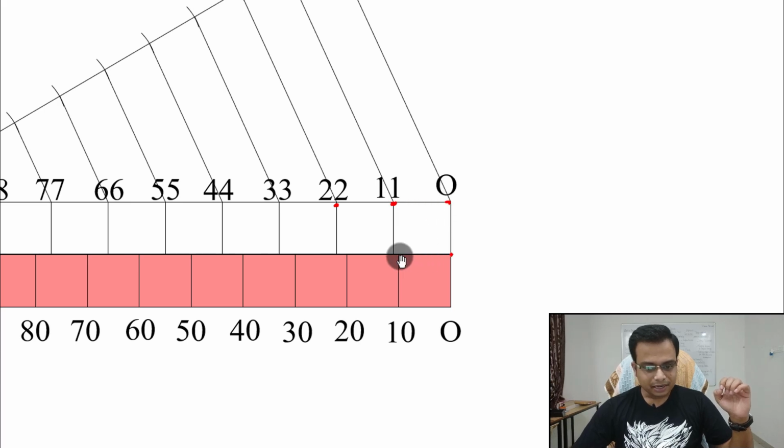So 11 minus 10 is going to give you this small division over here. This small lag between the two divisions is going to give you a length of 1 millimeter. Okay, let's repeat this again. This is 11, that's 10. 11 minus 10 will give you 1 millimeter.